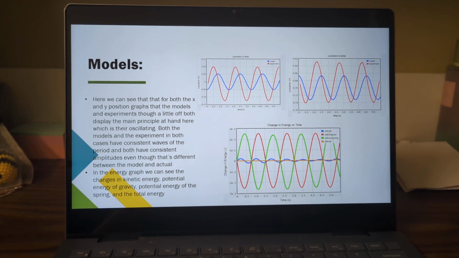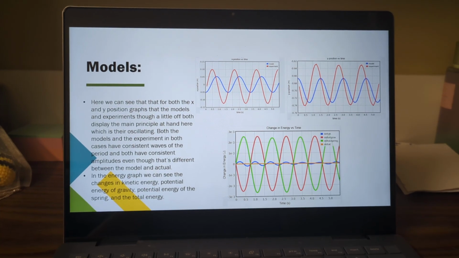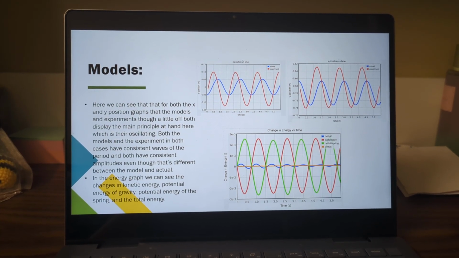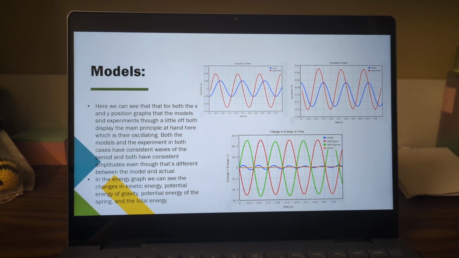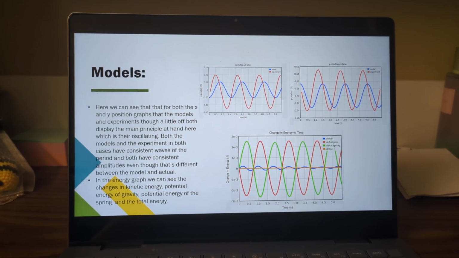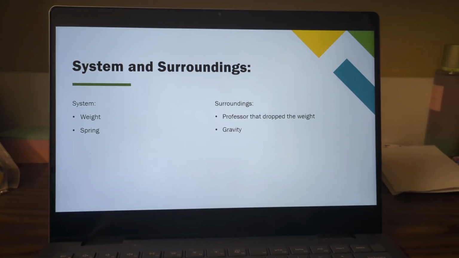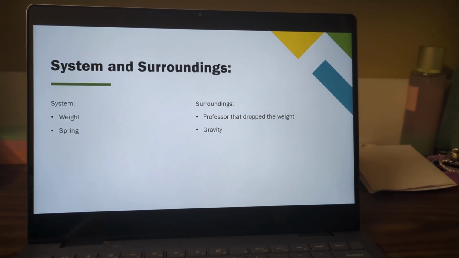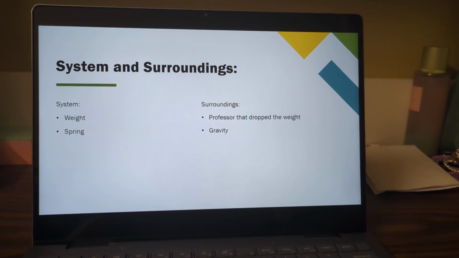Both the models and experiment in both cases have consistent waves of the period, and both have consistent amplitudes even though the amplitudes between the model and actual are different. In the energy graph, we can see the changes in kinetic energy, potential energy of gravity, potential energy of the spring, and the total energy. System and surroundings. The system includes the weight and spring, and the surroundings include the professor that dropped the weight and gravity.